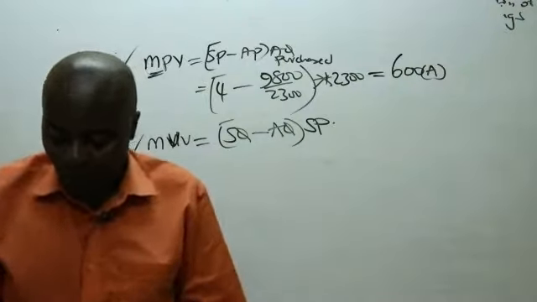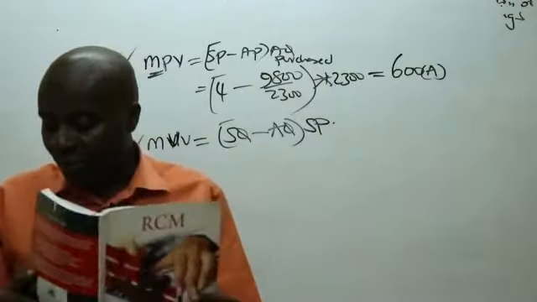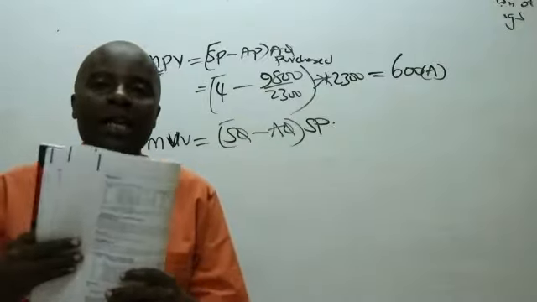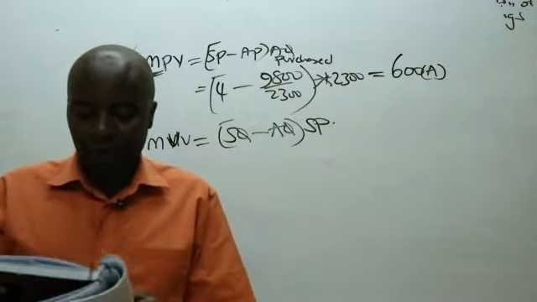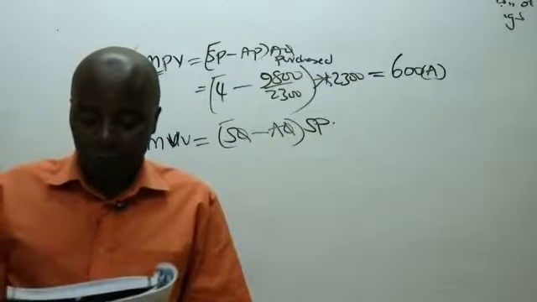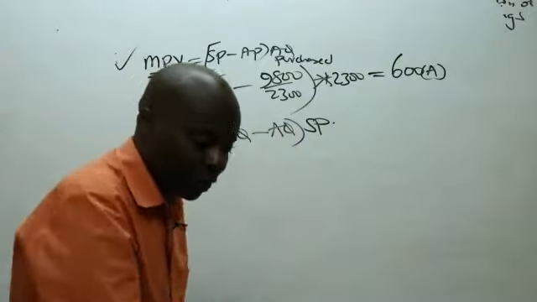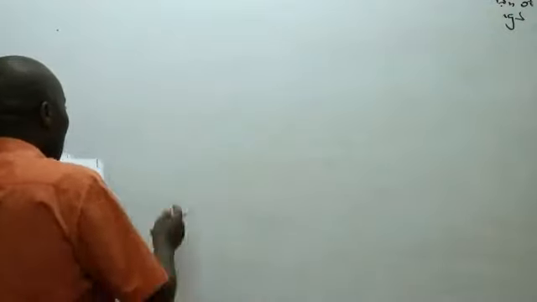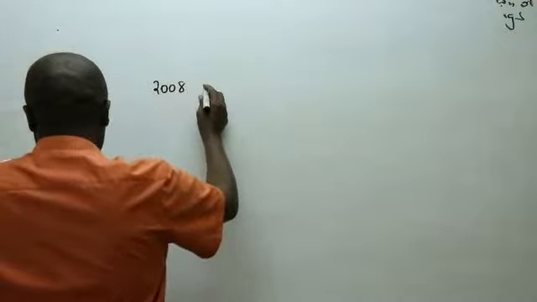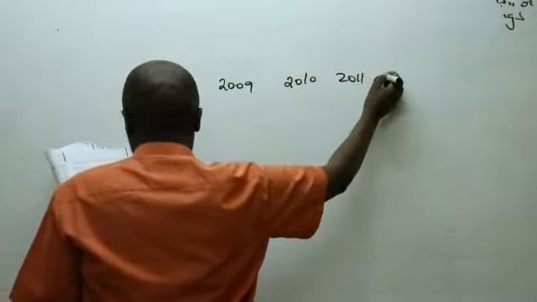December 2013, question number 5C, they gave us a nice question there. Maxi Enterprises Limited. For those of you who have this book, it's page number 49. For those of you who have purchased the RCMs, revision kits, page number 49. Maxi Enterprises Limited had the following pattern of earnings per share over the last 5 years: 2008, 2009, 2010, 2011, 2012.